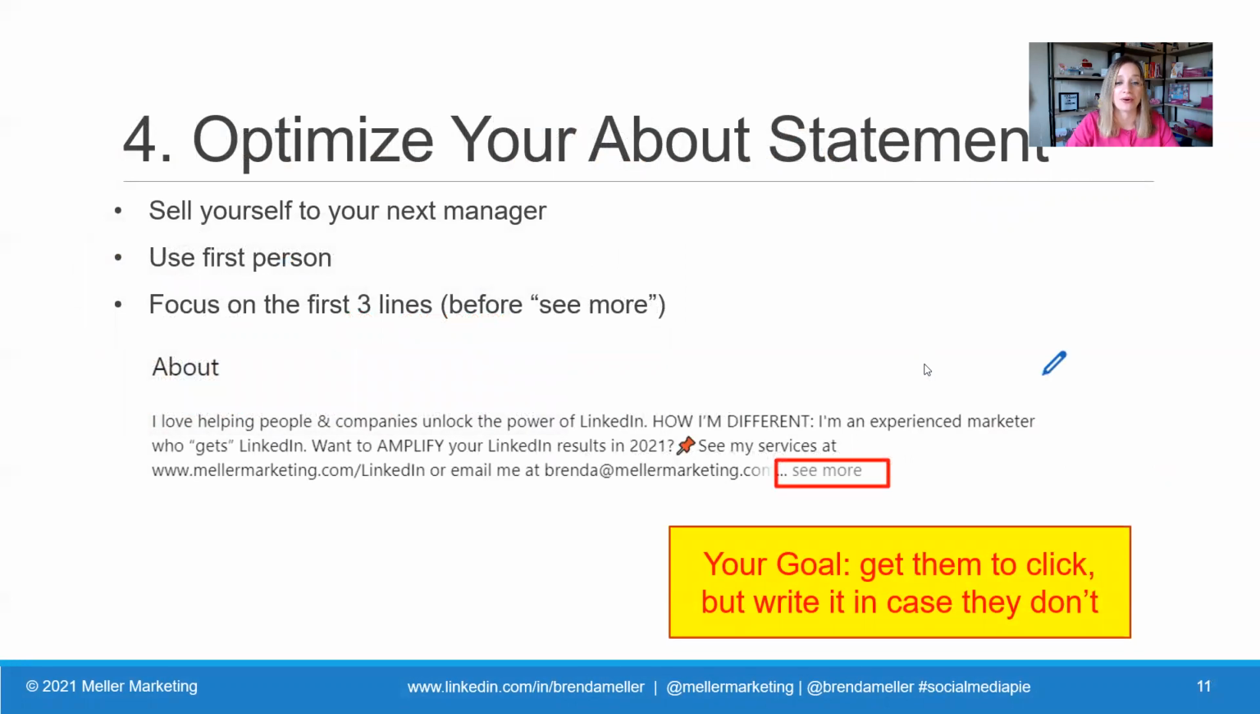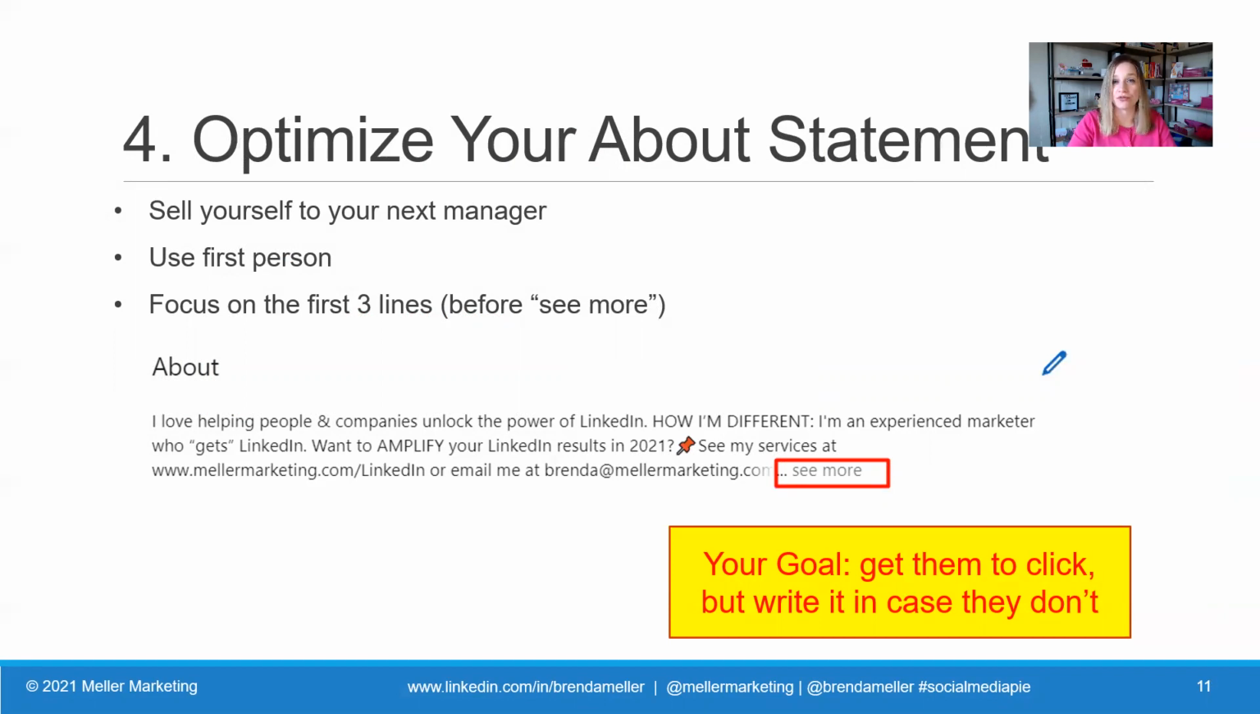Let's now talk about your about statement on your profile. And your about statement is this paragraph description, and actually there's 2,600 characters total you can put in here. But really what you want to do is use the first 3 lines in the first person to describe yourself to your next manager, your next dream job manager. You know, you're sitting next to them at the table and they say, Brenda, it's between you and another candidate. Why should we hire you? You turn to them and say, right? So think about, what is that elevator pitch? What are you going to offer to that company if they hire you?